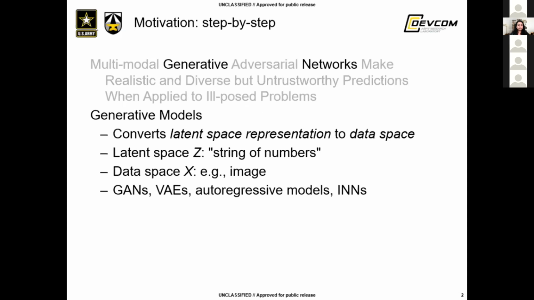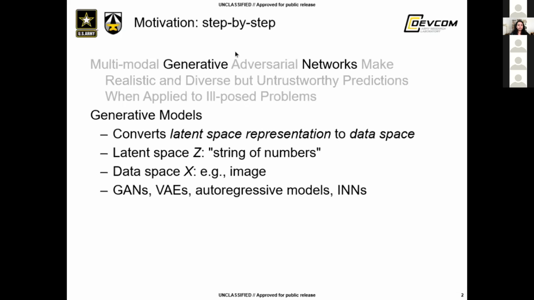Just a quick refresher, one way to think about them is basically a way to convert a representation in latent space, which is basically a collection of vectors that represent different features in your model or in your data, to data space. So for an image, that might be pixel values and locations, different collections of features. For audio, it could be different sounds, stuff like that.